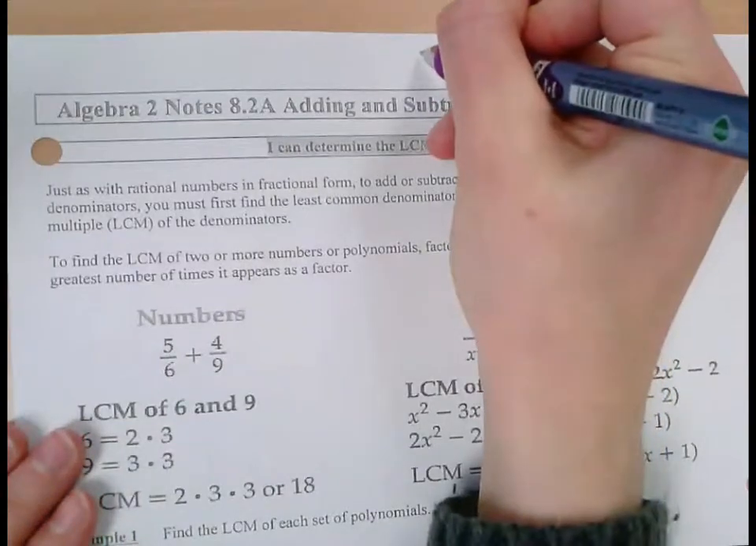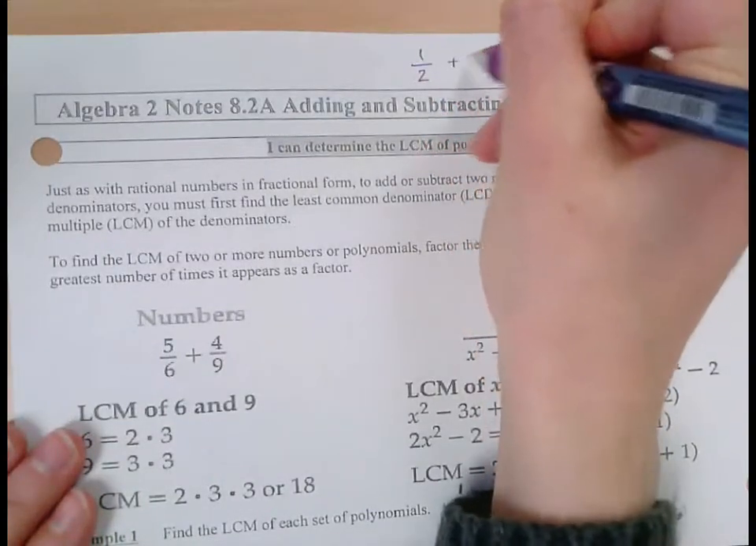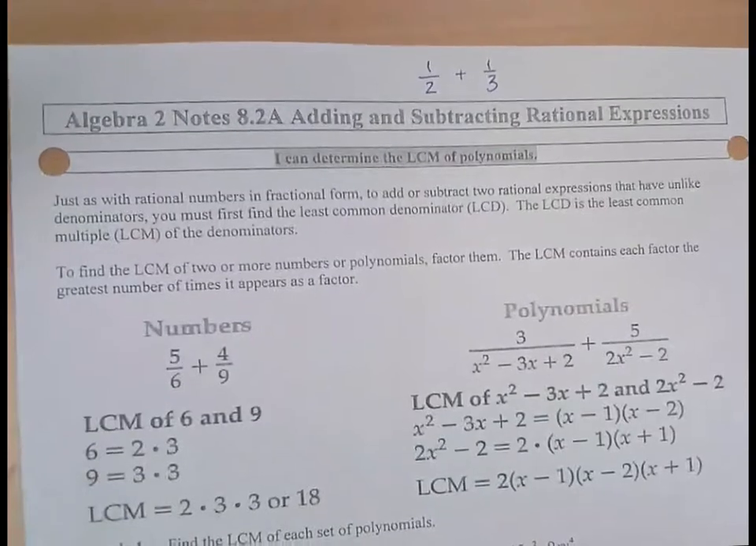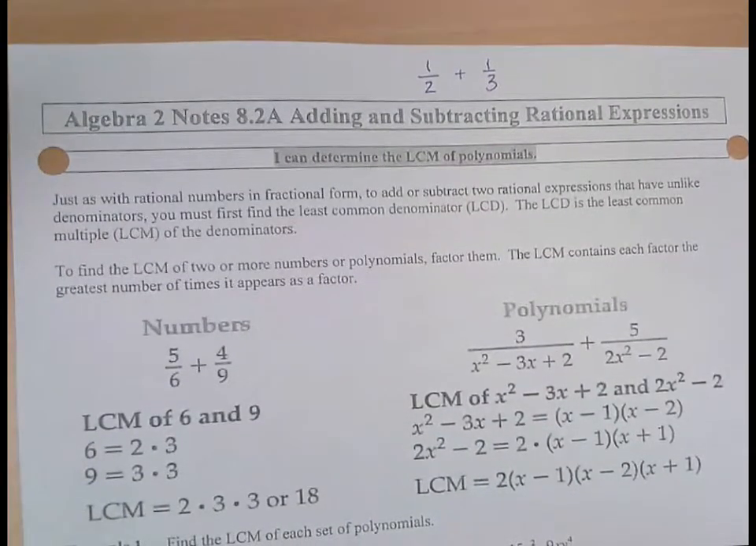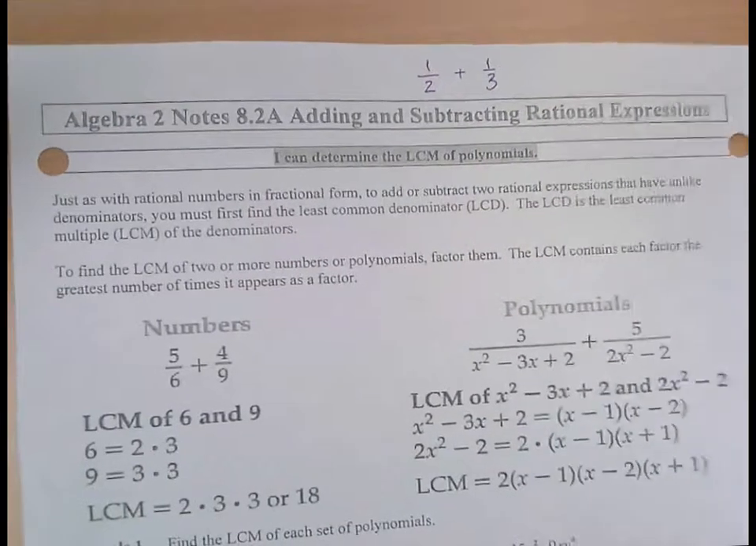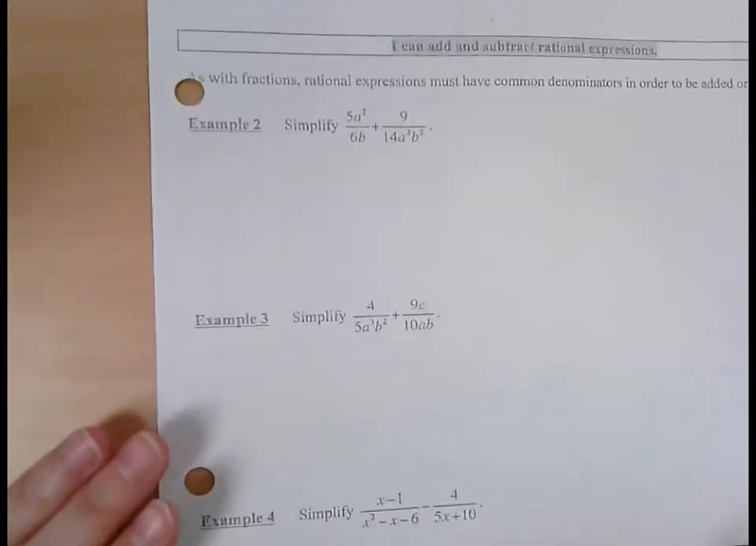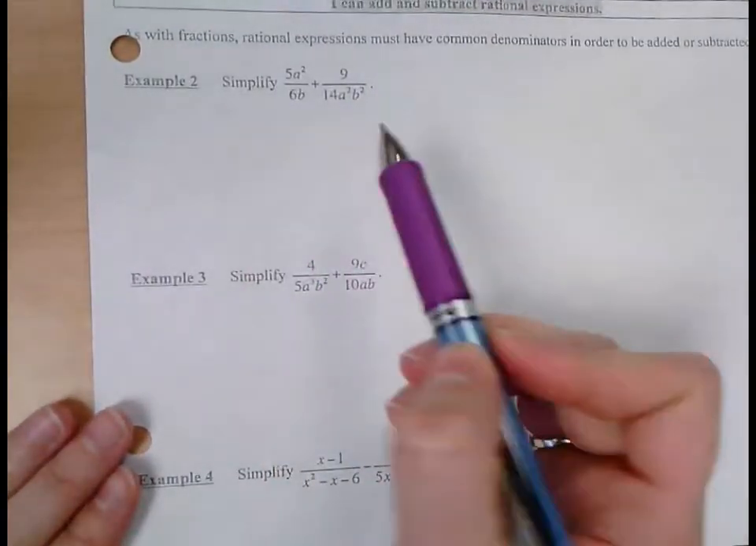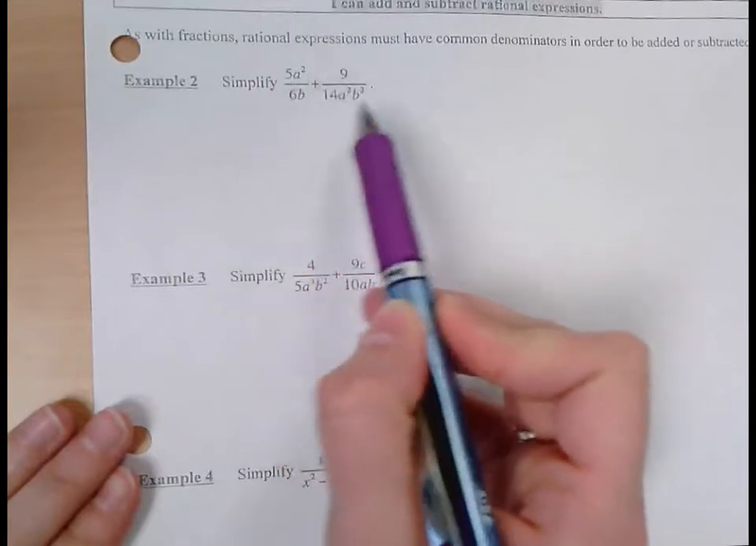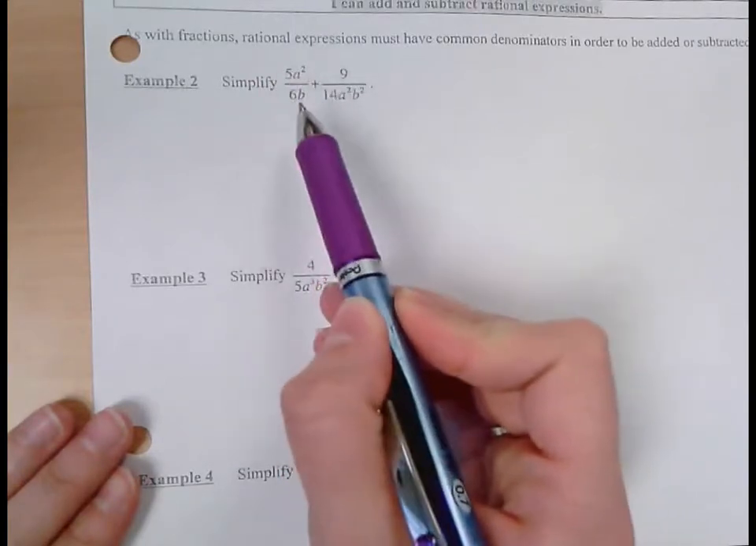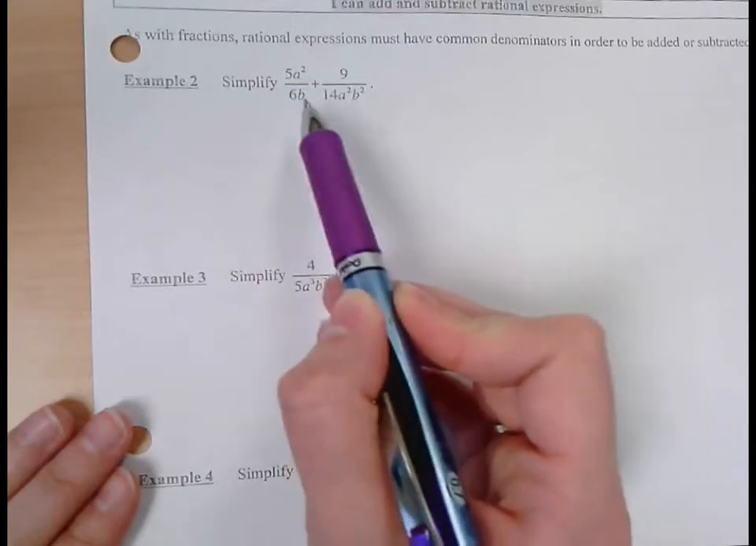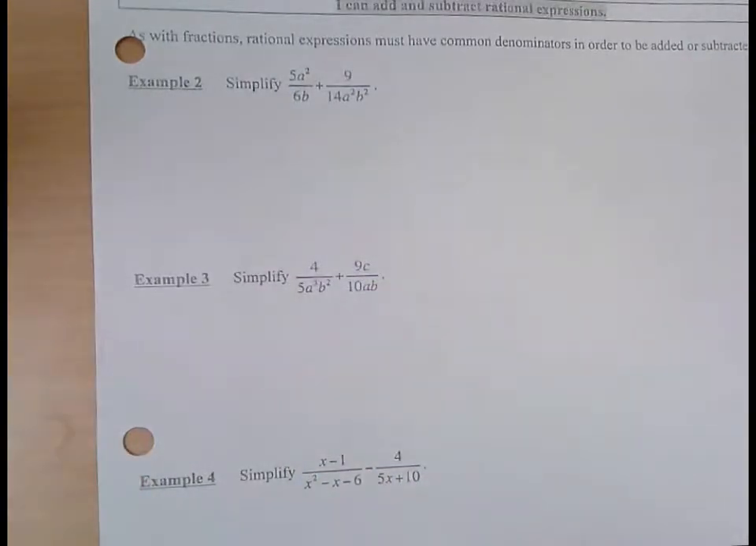Say I want to add 1/2 plus 1/3. What do I have to do in order to add those? Find a common denominator. So the same applies if, and I know this isn't until we get to the back, if you look at the back though, example 2, in order to add these two rational expressions, their denominators have to be exactly the same. So it's that same idea of finding a common denominator.